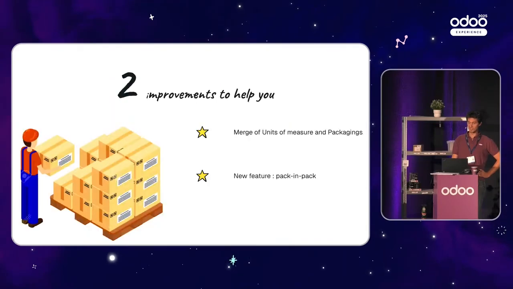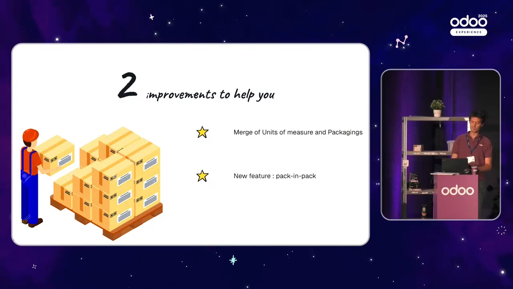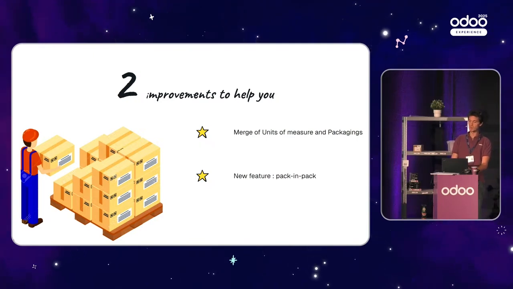But don't worry, because with Odoo 19 we have two improvements that will help you with the decision, and actually not make all the decisions, because sometimes it will not be needed anymore. The first one is the merge of unit of measure and packaging. And the second one is an important feature, the pack in pack. So the fact that you can put a box on the pallet and have everything in the system.